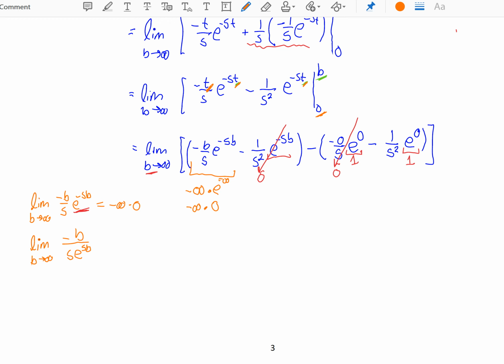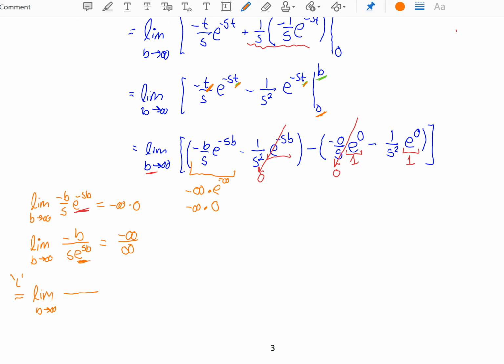And now we can see that as b goes to infinity, the top goes to negative infinity. And as b goes to infinity, e to the sb goes to infinity, and infinity times s is still infinity. And now we have an indeterminate quotient. This is where we apply L'Hopital's rule. And remember, when applying L'Hopital's rule, you take a limit still of the derivative of the top divided by the derivative of the bottom.